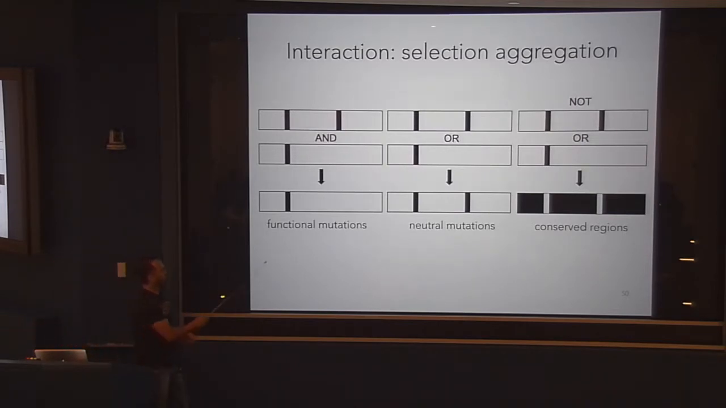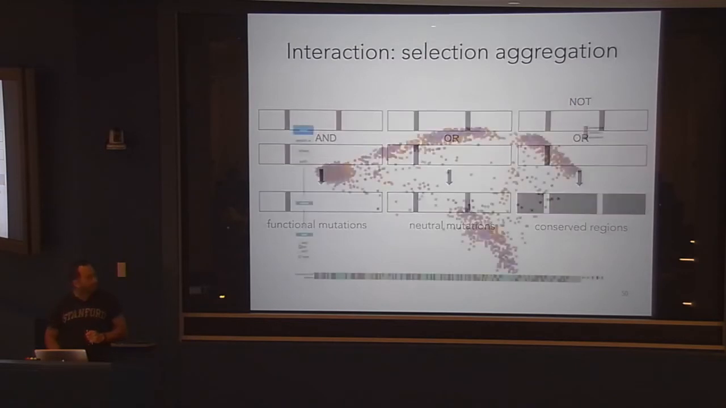ANDing might be useful for finding functional mutations. You go and interactively select a set of sequences and AND their mutations. You will find the mutations that are common among all those sequences. And you can use OR with AND to get neutral mutations. You can use OR with NOT to get conserved regions. So you can think about extending this algebra, but I'm going to show you the interactive version of this algebra.